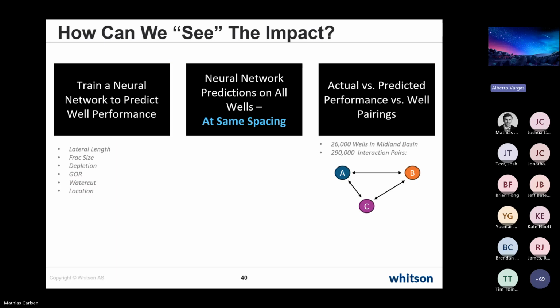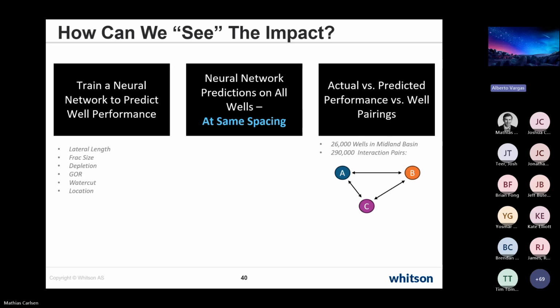So the way that we're going to try to calibrate that spacing from an empirical standpoint is we need to try to normalize for all the other things that are changing. So you have changes in lateral length, depletion, you have completion size changes. How do we try to normalize for all those things so we can just see the impact of spacing on its own?